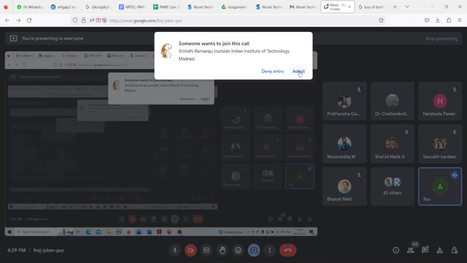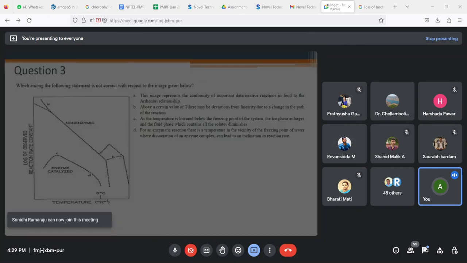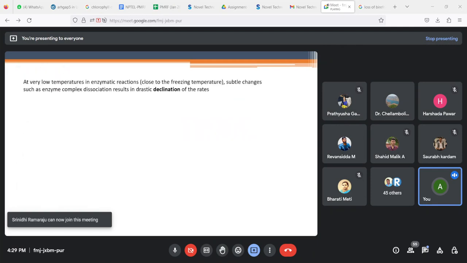So is this clear? Why is D wrong? At very low temperatures, even subtle changes such as enzyme complex dissociation will result in rapid declination of the rates. If your substrate is not binding to the enzyme, the reaction will not happen. So if it dissociates, you will have a declination in the rates. So option D is the one that is false.